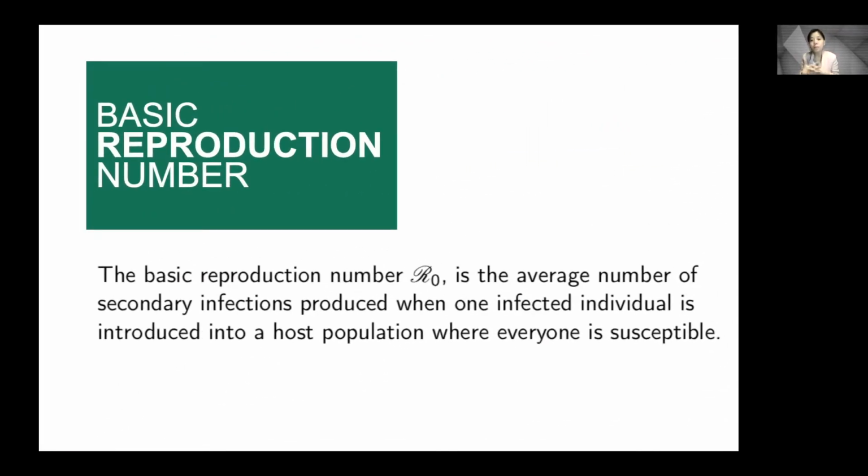Next, we introduce the basic reproduction number. The basic reproduction number R naught is the average number of secondary infections produced when one infected individual is introduced into a host population where everyone is susceptible. In short, this indicates the ability of the infection to spread. Hence, the higher the value of R naught, the more infectious the virus is. And in epidemiological transmission models, this is usually taken as the threshold parameter.